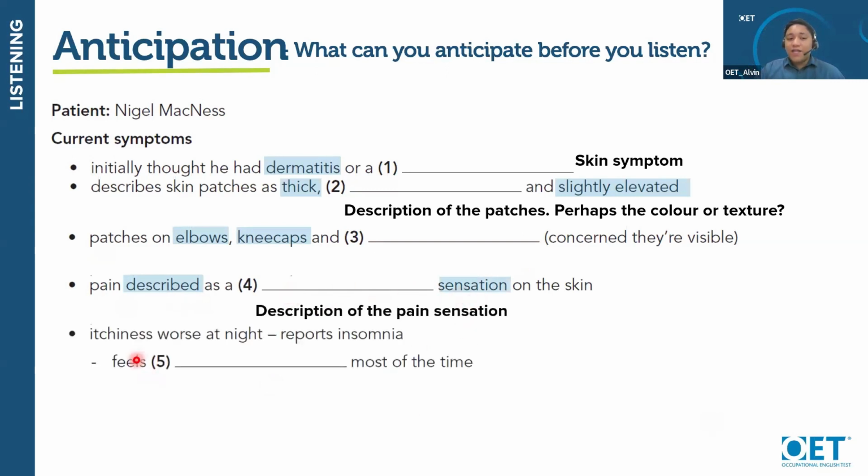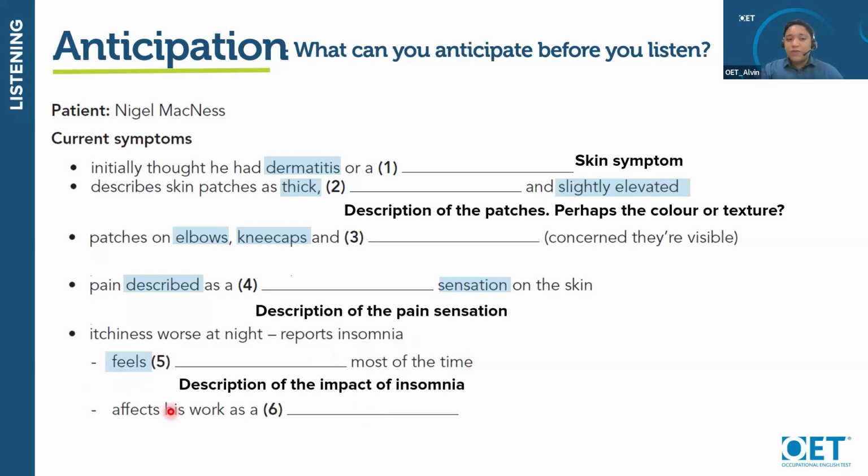Number five, itchiness worse at night, reports insomnia because of the skin disease. So Nigel McNess feels what most of the time? You got the word feels. So of course you're talking about a description of the effect or the impact of insomnia. And number six, affects his work as a blank. You got the word work. So what you're looking for here is the name of Nigel McNess's job, a name of an occupation. This is what we call anticipation. What you need to do is a mental preparation. What might you hear from the patient or in the audio?